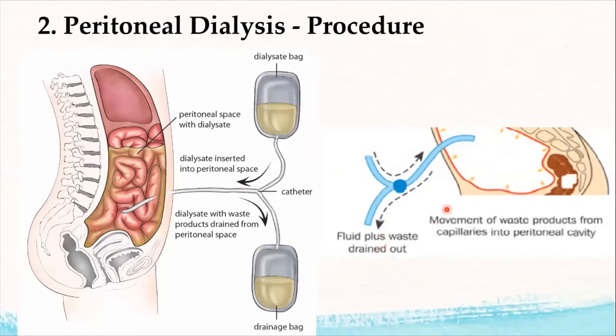Now, why is peritoneal dialysis not as favorable as compared to hemodialysis? Because the permeability of these vessels actually varies from patient to patient. So it is not as effective as compared to hemodialysis.